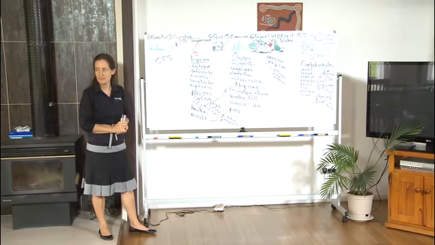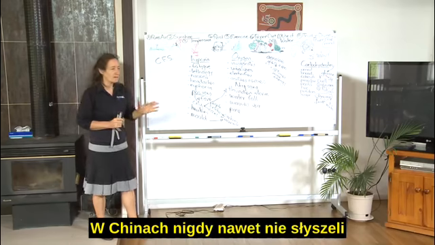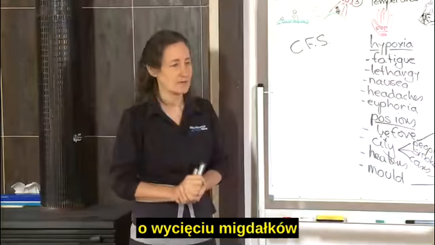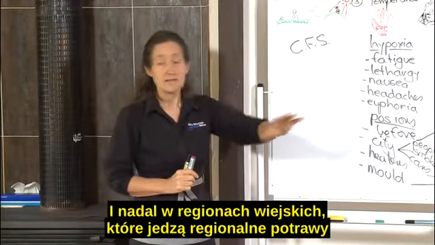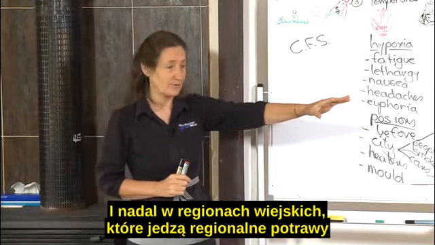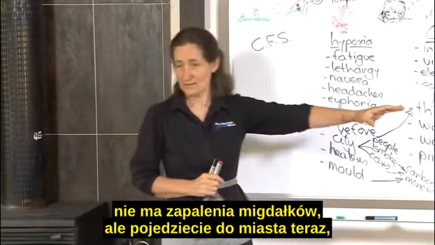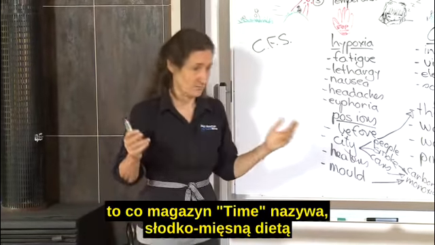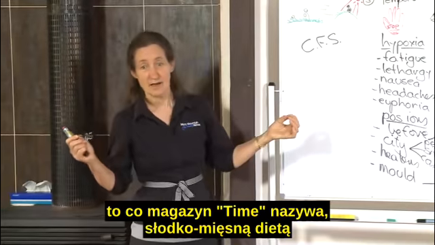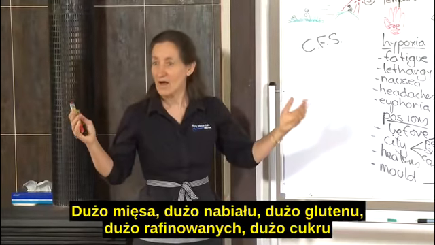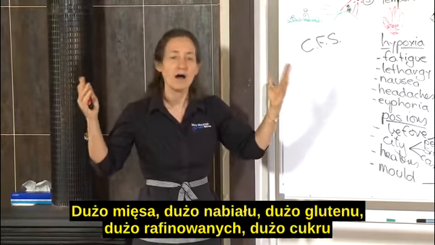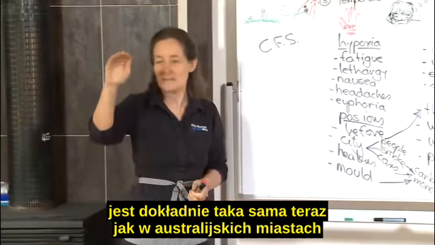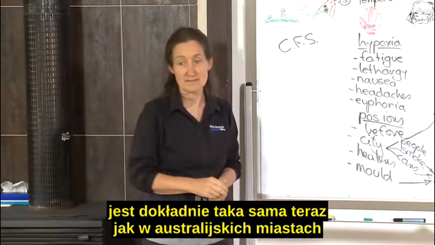Whenever he ate those foods, because he had an allergy to them, the body would build up this mucus in this area. You see, in China, they never even heard of tonsillectomy, taking the tonsils out. And still in the country regions that eat the native food, there's no tonsillitis. But you go to the city now, where they're eating what Time magazine calls the meat-sweet diet: high meat, high dairy, high gluten, high refined, high sugar. The tonsillectomy figures are exactly the same now as in the Australian cities.